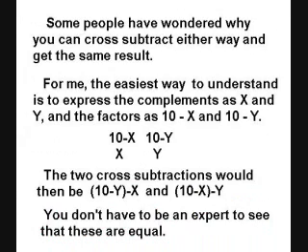Some people have wondered why you can cross-subtract either way and get the same result. For me, the easiest way to understand is to express the complements as x and y, and the factors as 10 minus x and 10 minus y. The two cross-subtractions would be 10 minus y minus x and 10 minus x minus y. You don't have to be an expert to see that these are equal.